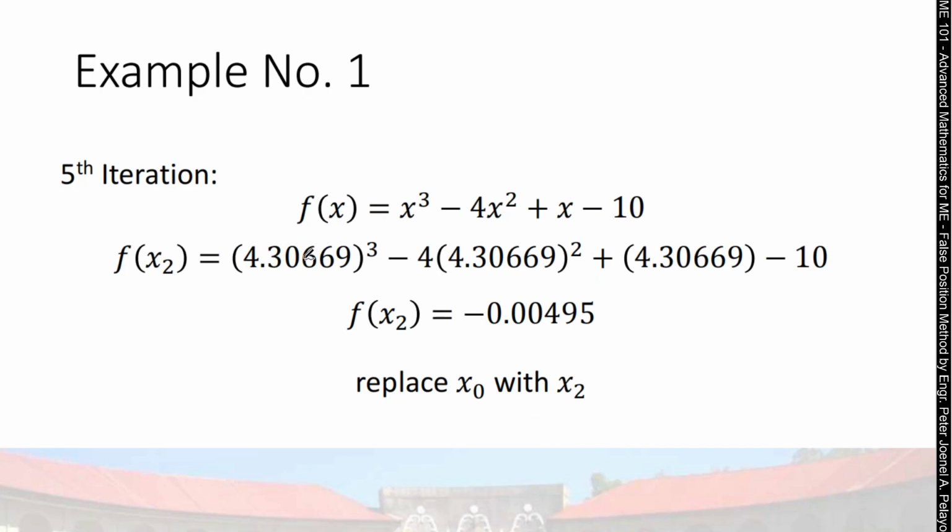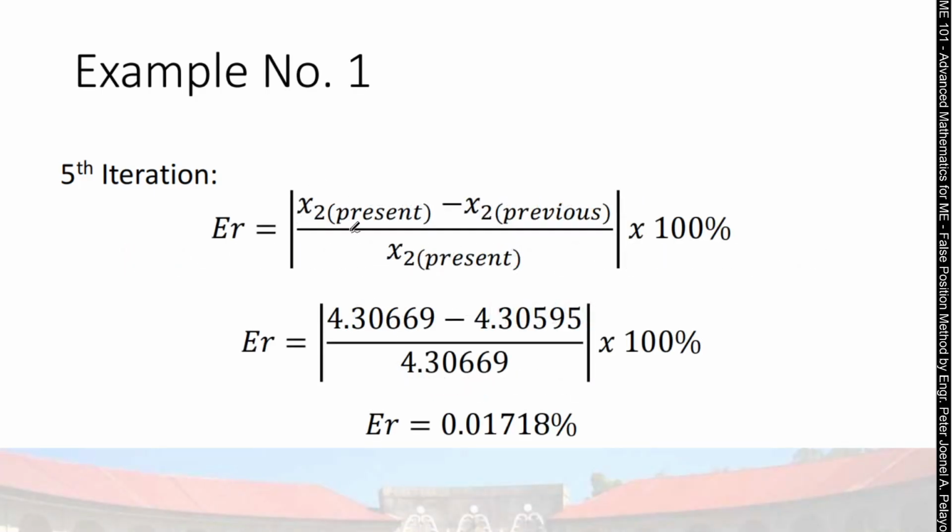And then, substitute natin siya. So, x cubed minus 4x squared plus x minus 10. Substitute mo lang yung x is equal to 4.30669. So, we will get f(X2) negative 0.00495. So, replace X0 with X2. Fifth pa lang pala to. So, sa relative error, present minus previous over present is ganon pa rin. So, halos pa rin yung way.